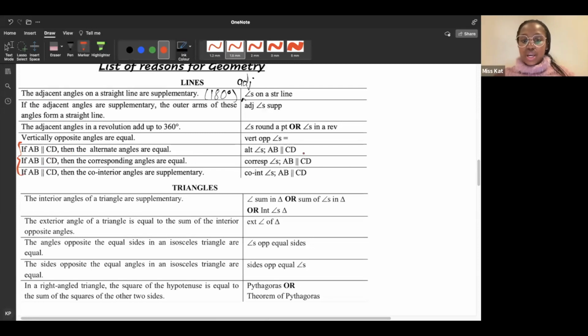All right, check here. All of my reasons state which parallel lines I am using: AB is parallel to CD, AB is parallel to CD, AB is parallel to CD. So you must always tell us which parallel lines you're using.